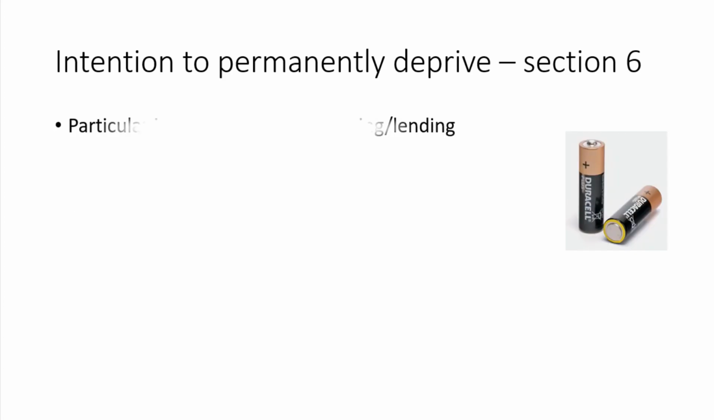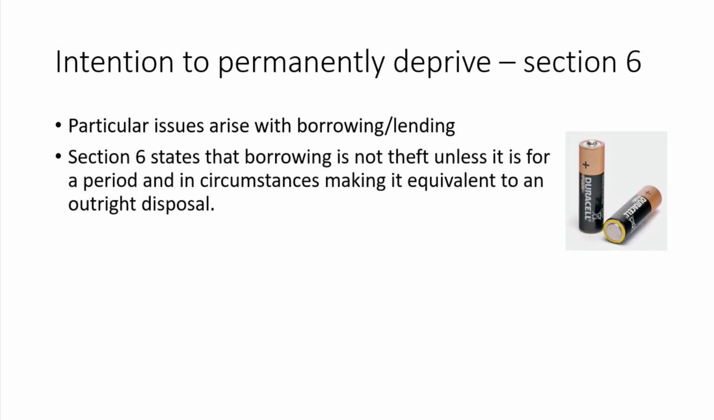The last thing that we need to look at is borrowing, problems caused by borrowing and lending. So by using the word borrowing, by definition, you're intending to return it. But we've already seen in Velumil there was a problem with borrowing money because you have to return the exact notes. Section 6 does say that borrowing is not theft unless it's for a period and in circumstances making it equivalent to an outright disposal. So depending on how long you've had it and what you've done to it might be relevant.